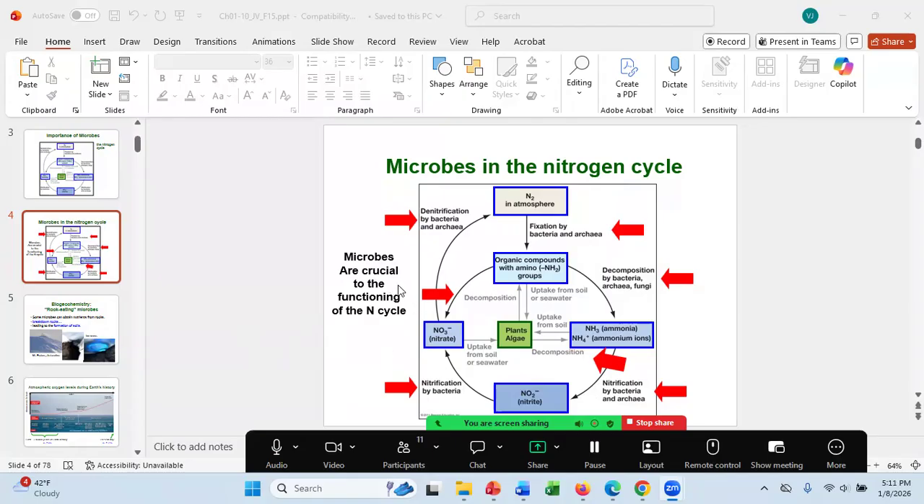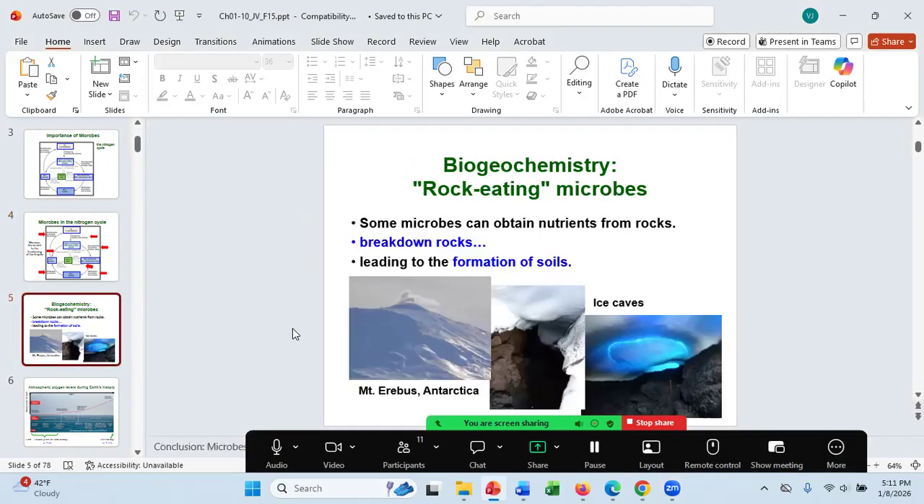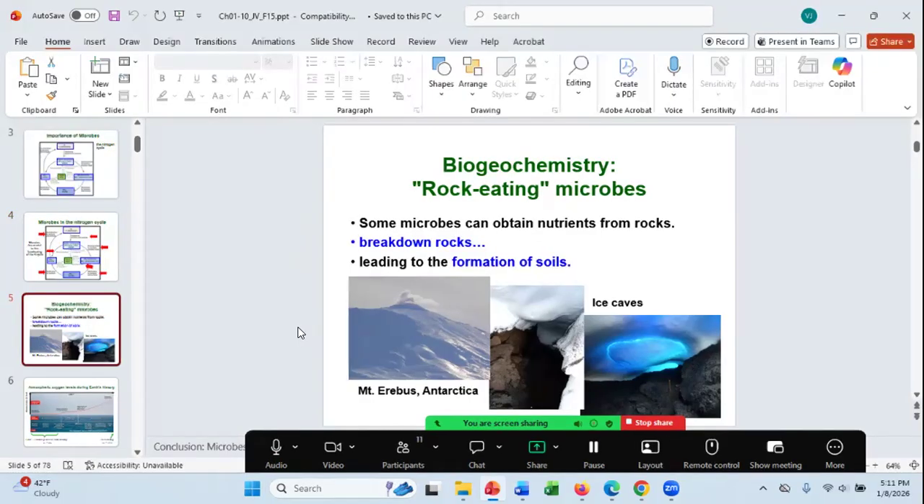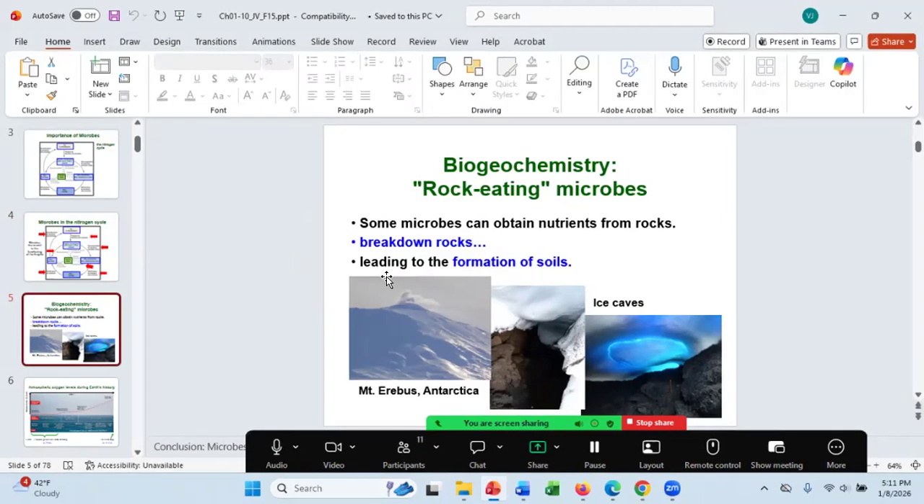All right, so we had microbes in the nitrogen cycle last time. Any question about any of that? You can see my screen, is that correct? All right, so microbes are also important in making soil. There are rock-eating microbes. Some microbes actually obtain nutrients from rocks and they break down the rocks, leading to the formation of soil.